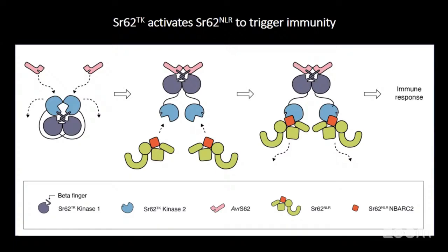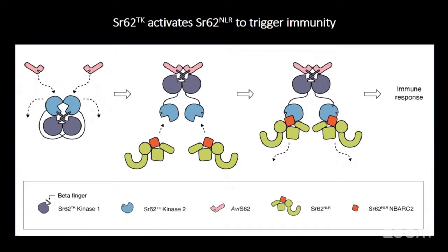But to cut this long story short, we found that in the resting state, the wheat tandem kinase exists as a homodimer. In this homodimer, kinase 1 is interacting with itself, so it's interacting with kinase 1, and kinase 2 is interacting with kinase 2. And also kinase 1 and kinase 2 interact with each other. So they're tightly bound together like this.